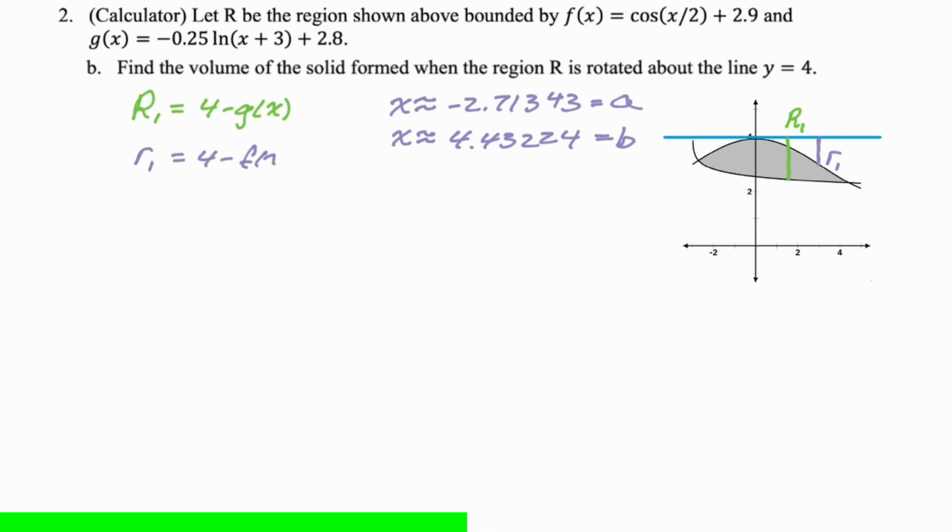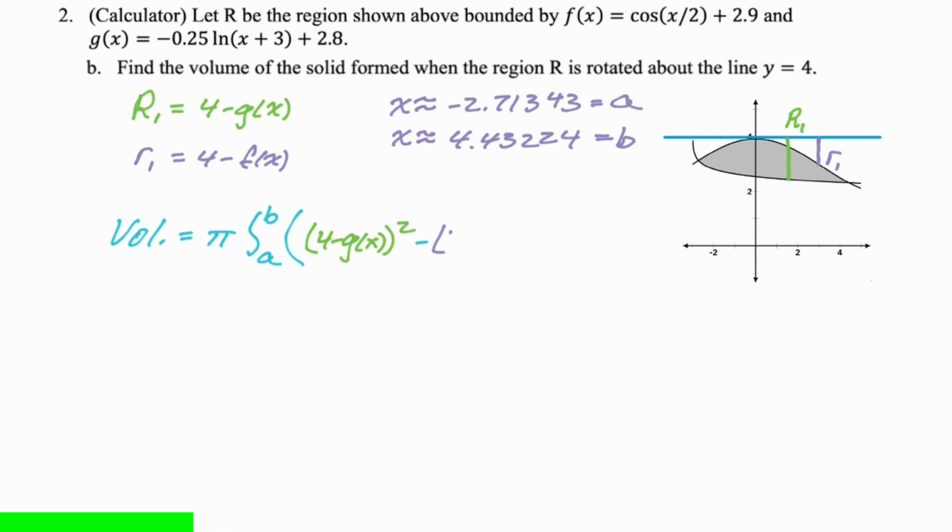The functions are named, so at no point in time will I be writing those functions by hand. I'm not going to write cosine of x over 2 plus 2.9. That's crazy. I'm just going to use the name of the function, f and g. All right, so volume is going to be pi. Don't forget pi. The integral from a to b, and then it's big R squared. So that's 4 minus g of x, quantity squared, and then minus, we're just doing big volume minus little volume, so minus little r squared. So quantity 4 minus f of x squared, and then the whole thing is dx.